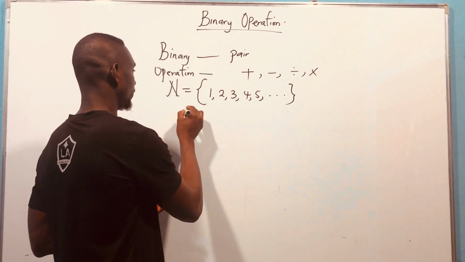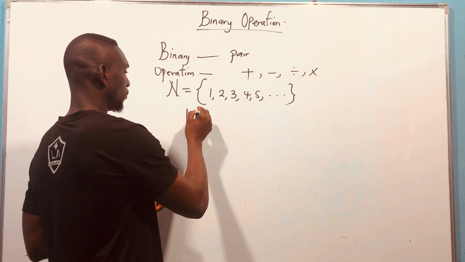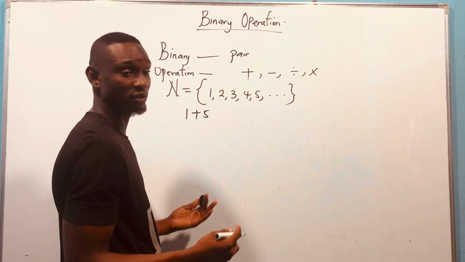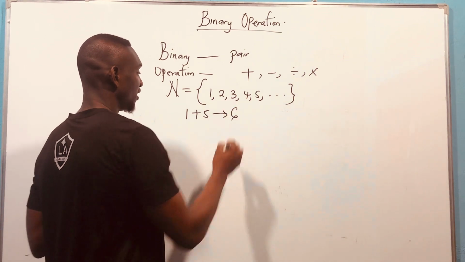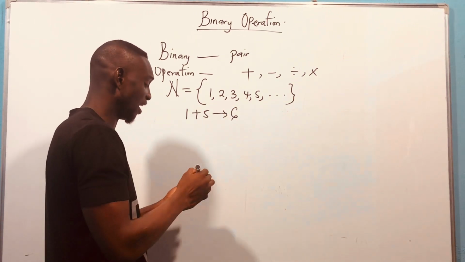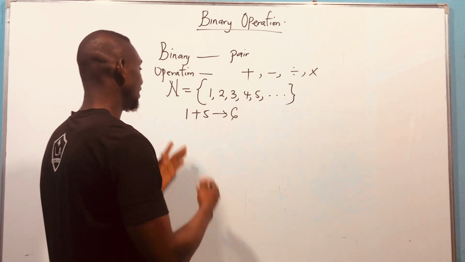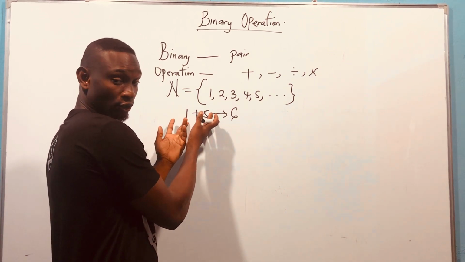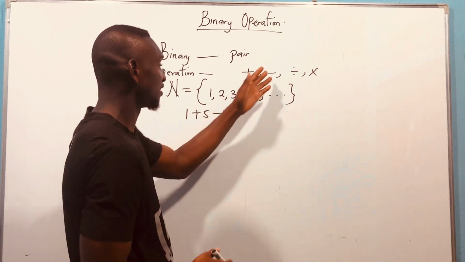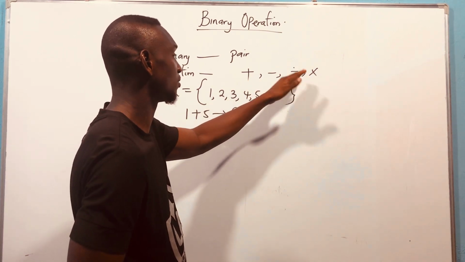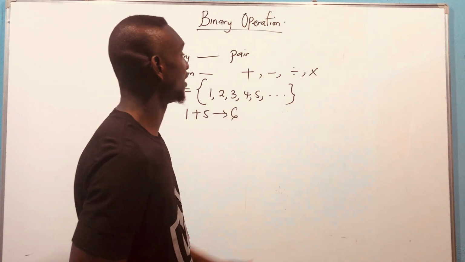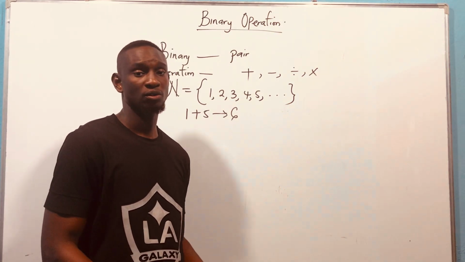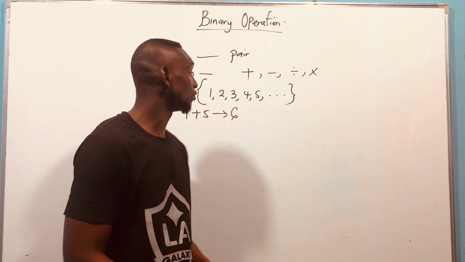Now, if plus is interposed between 1 and 5, the result becomes what? 6. You see that plus is now a logical process because it derives 6 from the other entities 1 and 5. Same thing as minus, same thing as division, same thing as multiplication. But then what is binary operation? I want to define binary operation to you now.